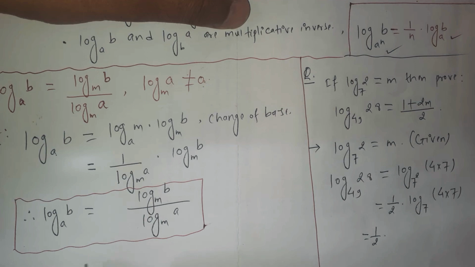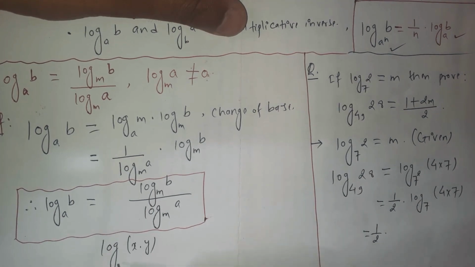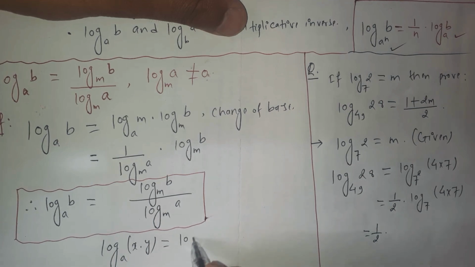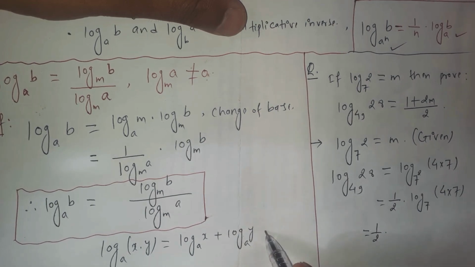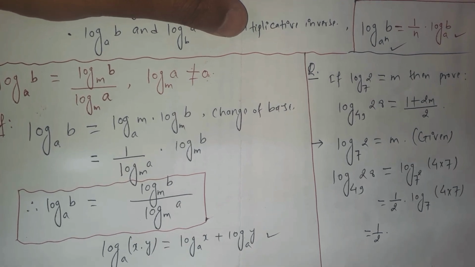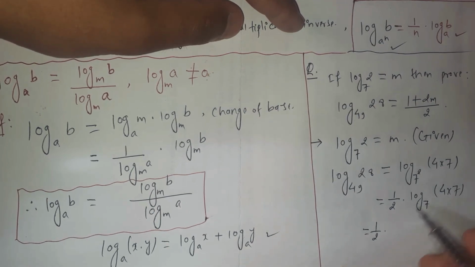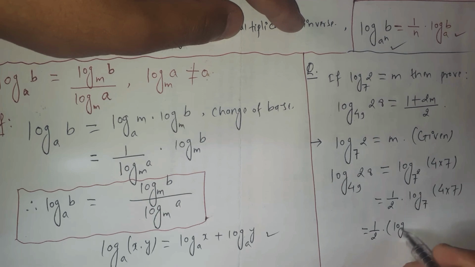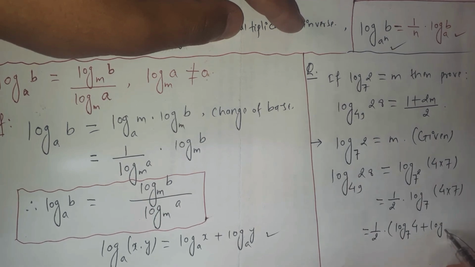and here is the product form of the logarithm. We have the property: log of x times y with any base a is equivalent to log of x with the same base plus log of y with the same base. Please remember this property. This is the log of the product. Let us use this concept in this expression, and this can be written as log with base 7 of 4 plus log with the same base 7 of 7.